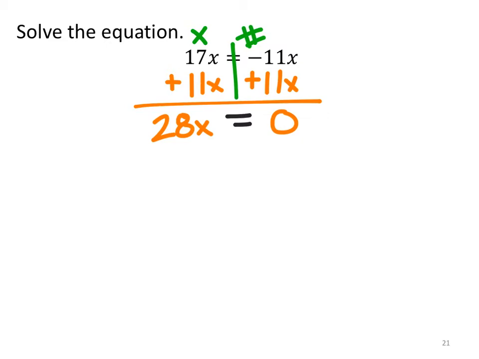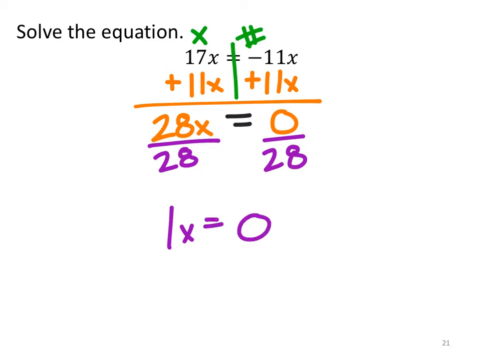But I don't want 28x's. What I would really like is 1x. And how do I make a 28 a 1? Just divide it by itself. Now, this is going to be real nice because 0 divided by anything is still 0, which means x is 0, you guys. And this one's pretty easy because anything multiplied by 0 is also 0.